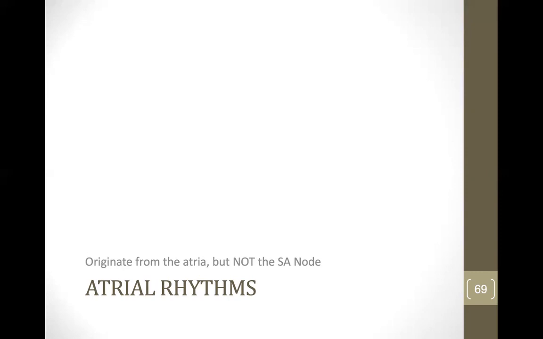So the SA node, the sinoatrial node, is very fragile. It's highly excitable, so it fires first. But when we start to have damage, it might not be firing at all. So these are rhythms in which we're taking a look that it is starting from the atria, but it's not specifically starting from the SA node. It's just the atria are firing.